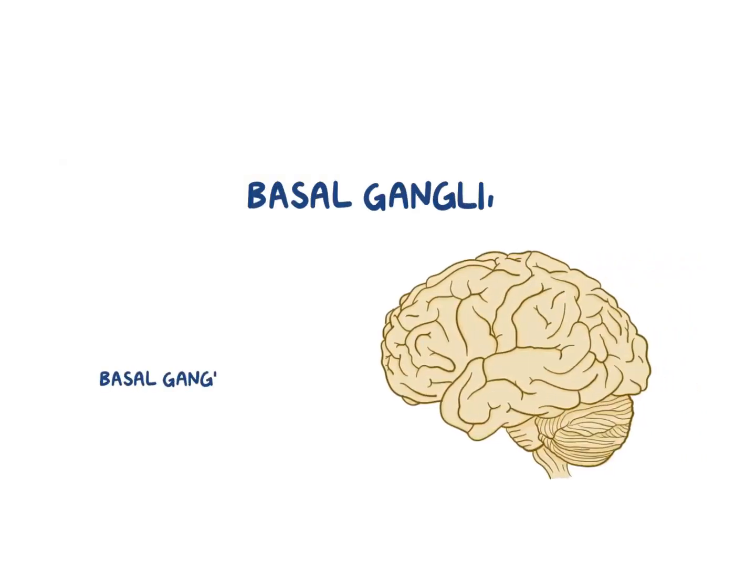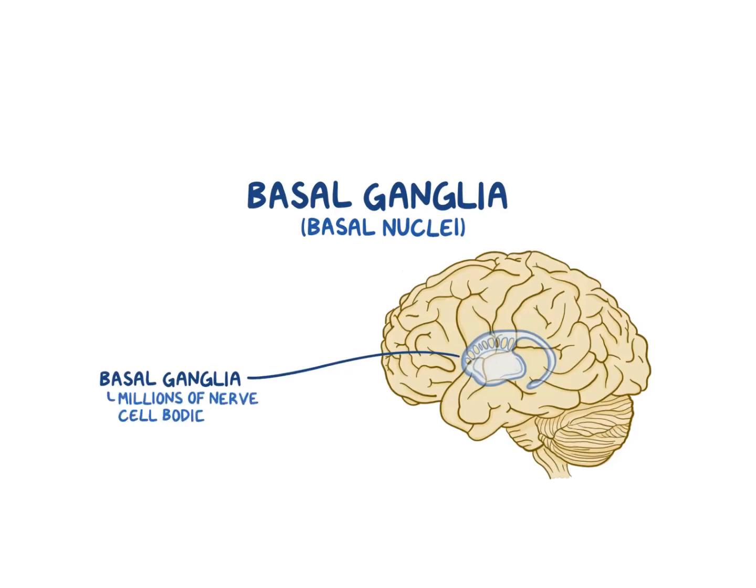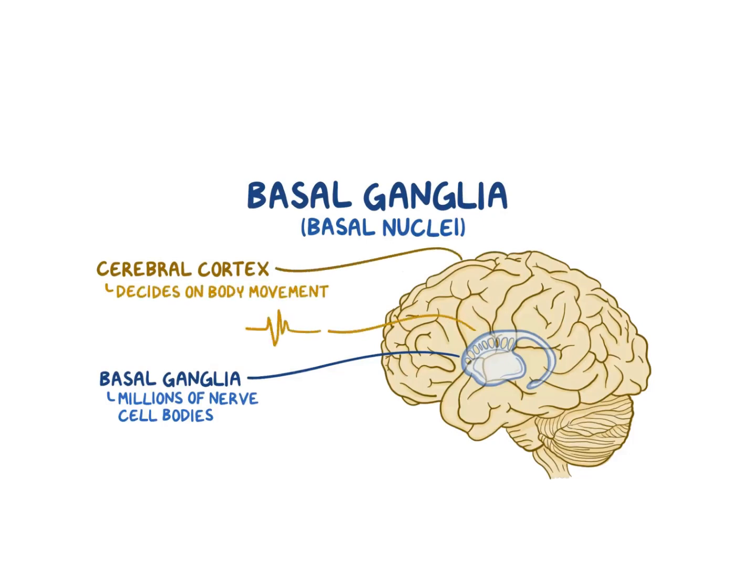The basal ganglia, or basal nuclei, is a structure located deep within the brain, made up of a group of nuclei, so millions of nerve cell bodies. Put simply, the cerebral cortex decides how it wants to move the body and sends that input to the basal ganglia. And then the basal ganglia's job is to help execute a smooth movement.